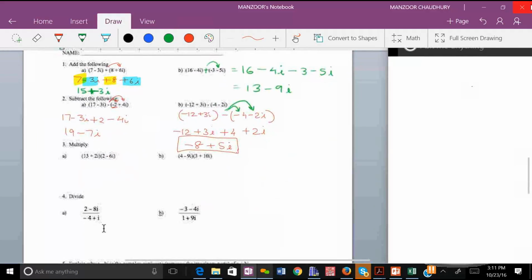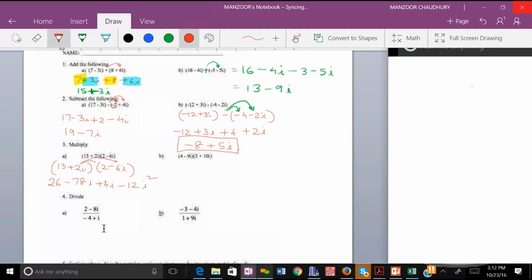Okay, number 3a, what is it? 13 plus 2i, multiplied by 2 minus 6i. Did I write it correctly? Yeah. So you multiply this, you have 26. Multiply this, minus 78i. Multiply this and you have plus 4i. And multiply this and this, it's minus 12i square.